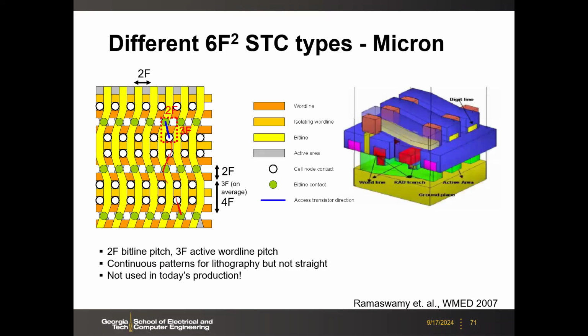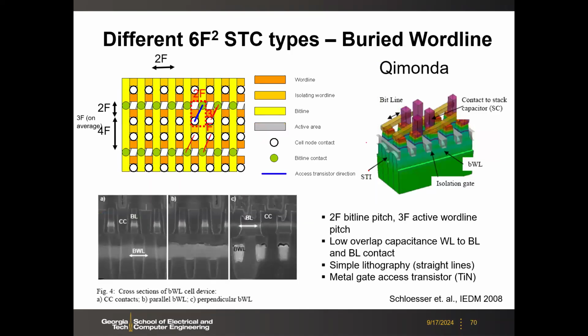Okay, so any questions? So the DRAM layout is very special, and I just want you to pay attention to a few features. One is 6F square. Second is that the active area, or the channel direction, is tilted. This is to allow the bitline contact and the storage node capacitor to be in different spots. Therefore, the storage capacitor can stand up. That's a key.